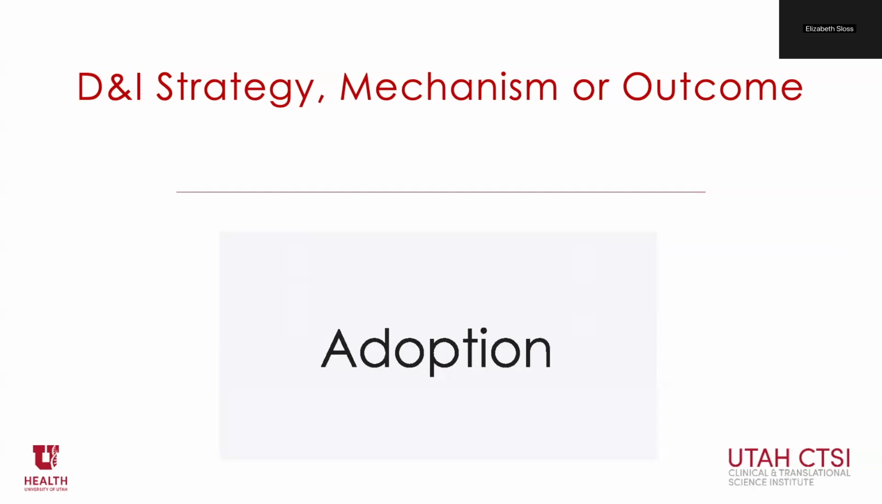So that's adoption. That's a great definition. So now I want people, for the online folks, to type in the chat whether you think this is a strategy, mechanism, or outcome. And in the room, I'm just going to do a poll. How many people think adoption is a strategy? How many people think it's a mechanism? How many people think it's an outcome?